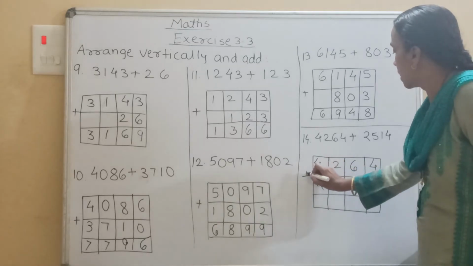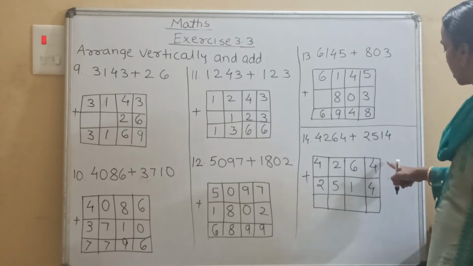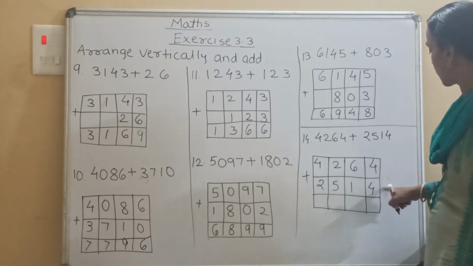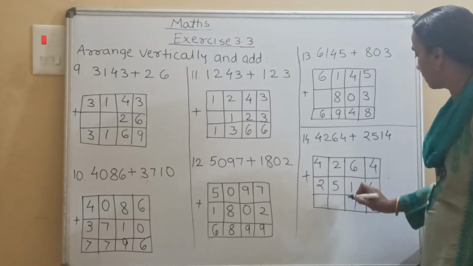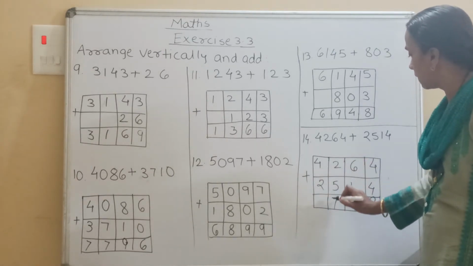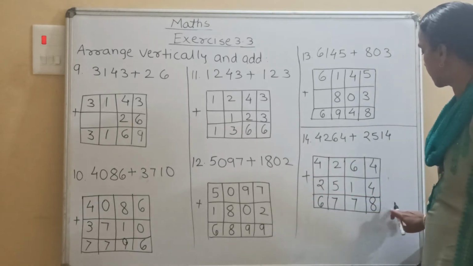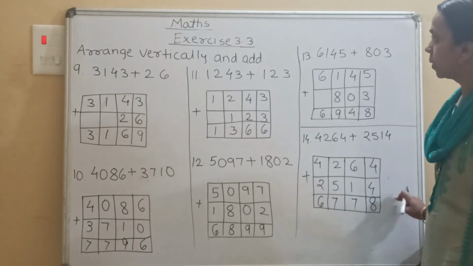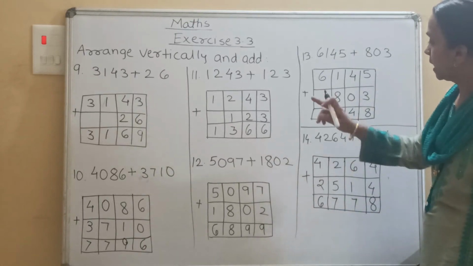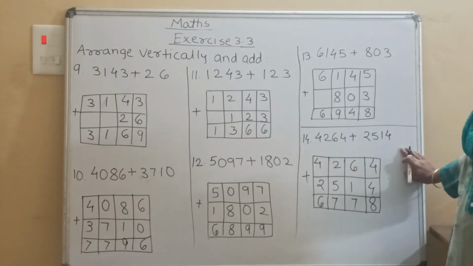4264 plus 2540. So write down as it is. 4 plus 4, 8. 6 plus 1, 7. 5 plus 2, 7. 4 plus 2, 6. So our answer is 6778. So this question 9 to 14 you have to complete in your notebook.